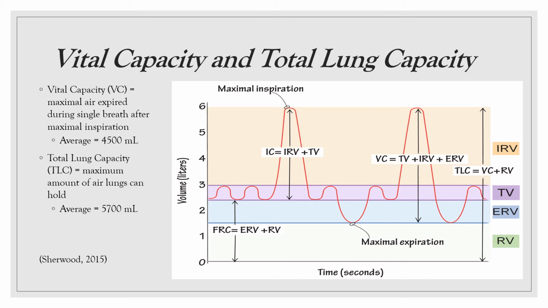Moving along in our discussion of volumes and capacities, we come to the vital capacity. This is the maximal amount of air that can be expired during a single breath following a maximal inspiration. It is calculated by adding together the inspiratory reserve volume, tidal volume, and the expiratory reserve volume.